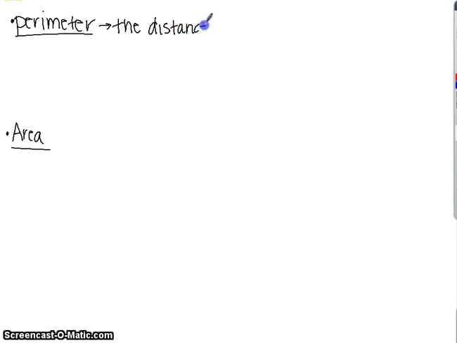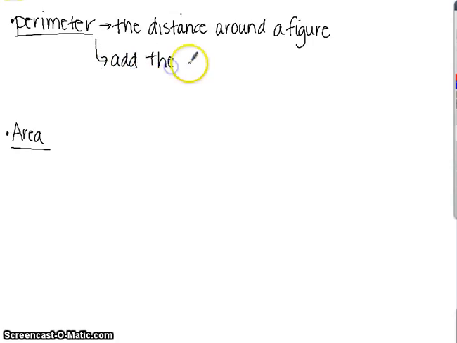First of all, before we get into formulas, let's first talk about what perimeter is and then what area is. I know you guys know what these words are, but let's just refresh, okay? So perimeter is basically the distance around a figure, okay? So typically in a polygon, you add the sides. Okay, so that's how you figure out perimeter.